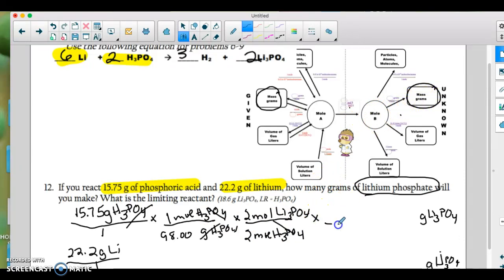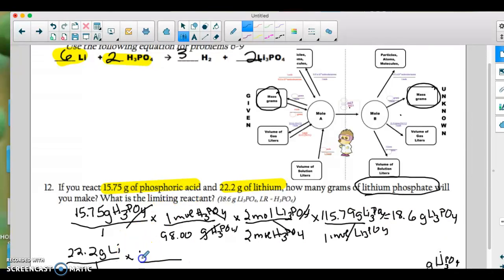So the molar mass of lithium phosphate is 115.79. So then this cancels, and I end up with 18.6 grams of lithium phosphate. So according to how much phosphoric acid I start with, that's how much lithium phosphate I can make. But we're not sure yet if that's really the amount until we do the other reactant.